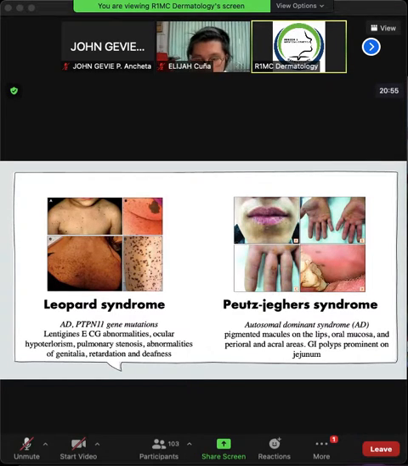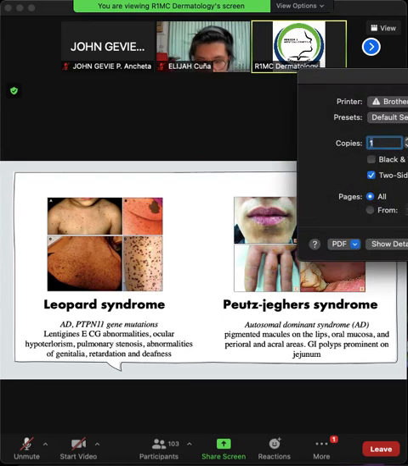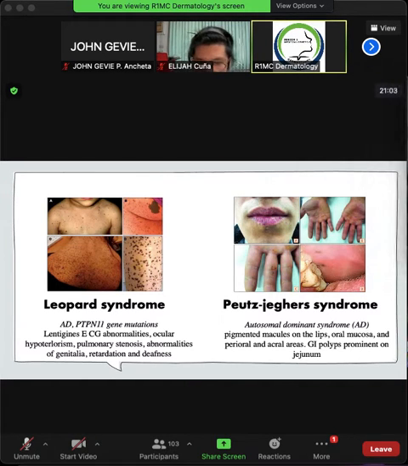Another is your Peutz-Jeghers syndrome, which is also autosomal dominant, with pigmented macules on the lips, oral mucosa, and perioral and acral areas. So your GI polyps may be prominent in the jejunum.